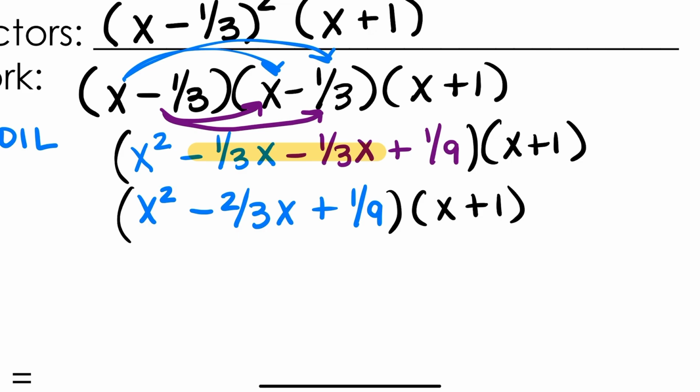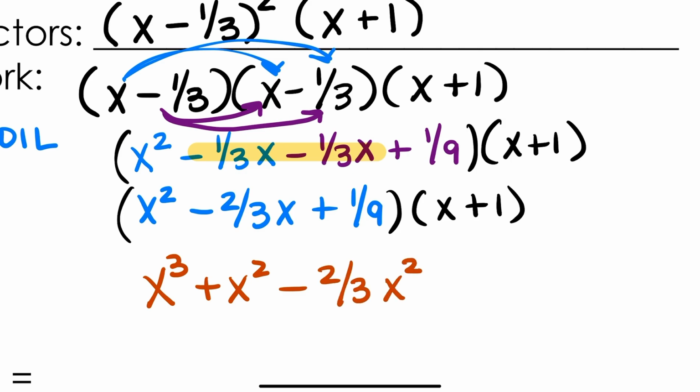X squared times x is x to the third power. X squared times 1 is positive x squared. Negative 2/3 x times x is negative 2/3 x to the second power. Negative 2/3 x times 1 is negative 2/3 x. 1/9 times x is 1/9 x. And 1/9 times 1 is 1/9.